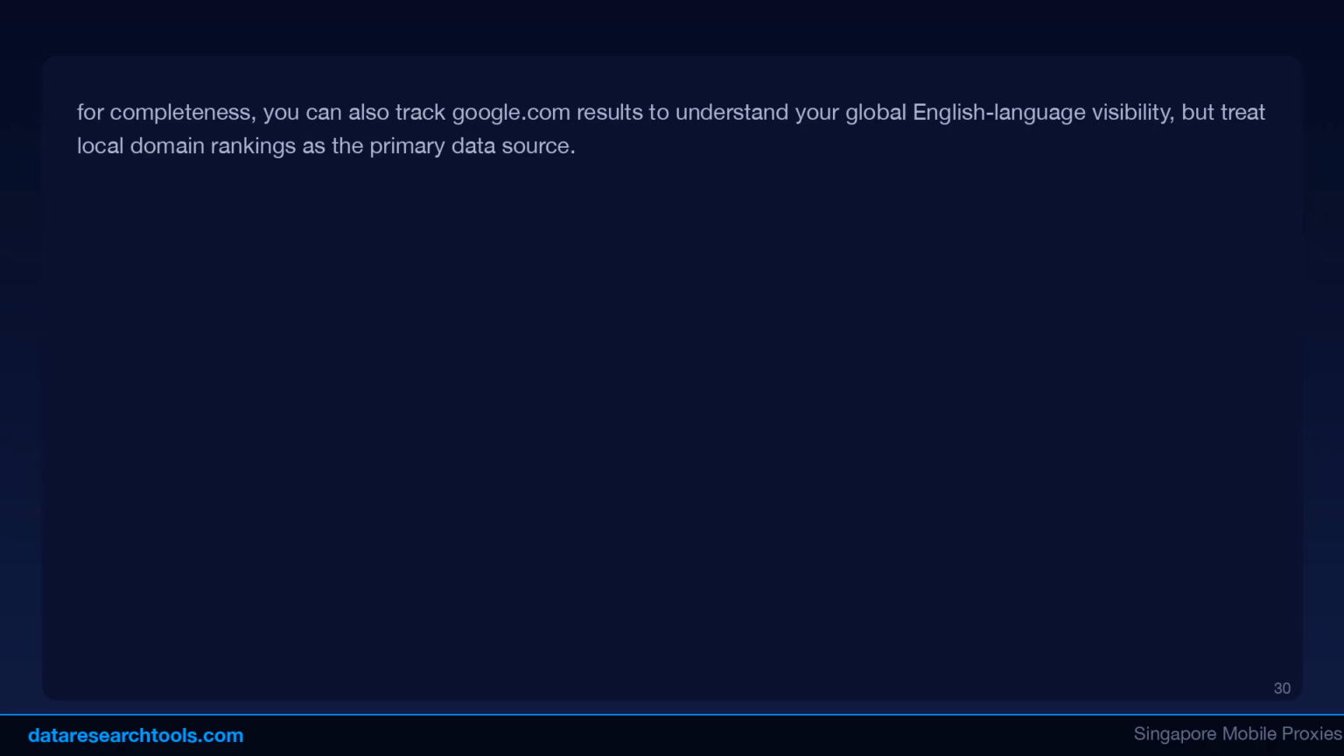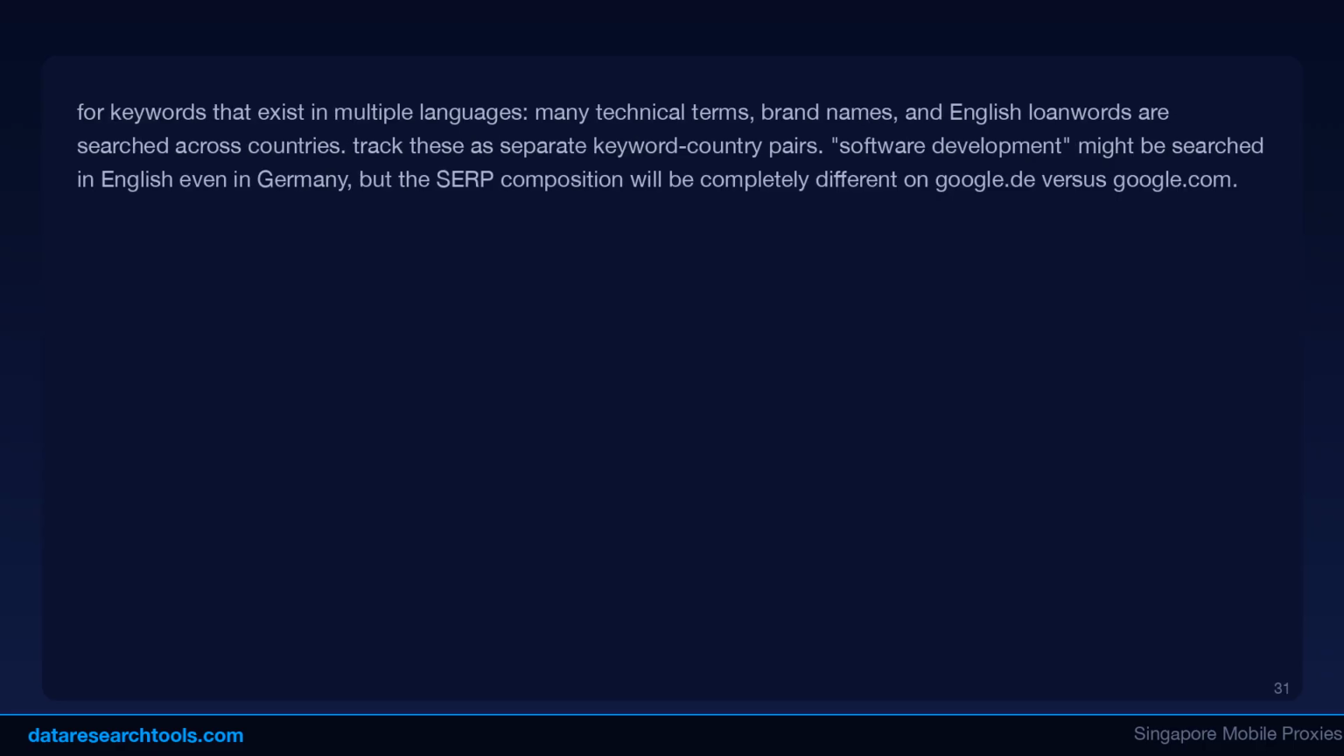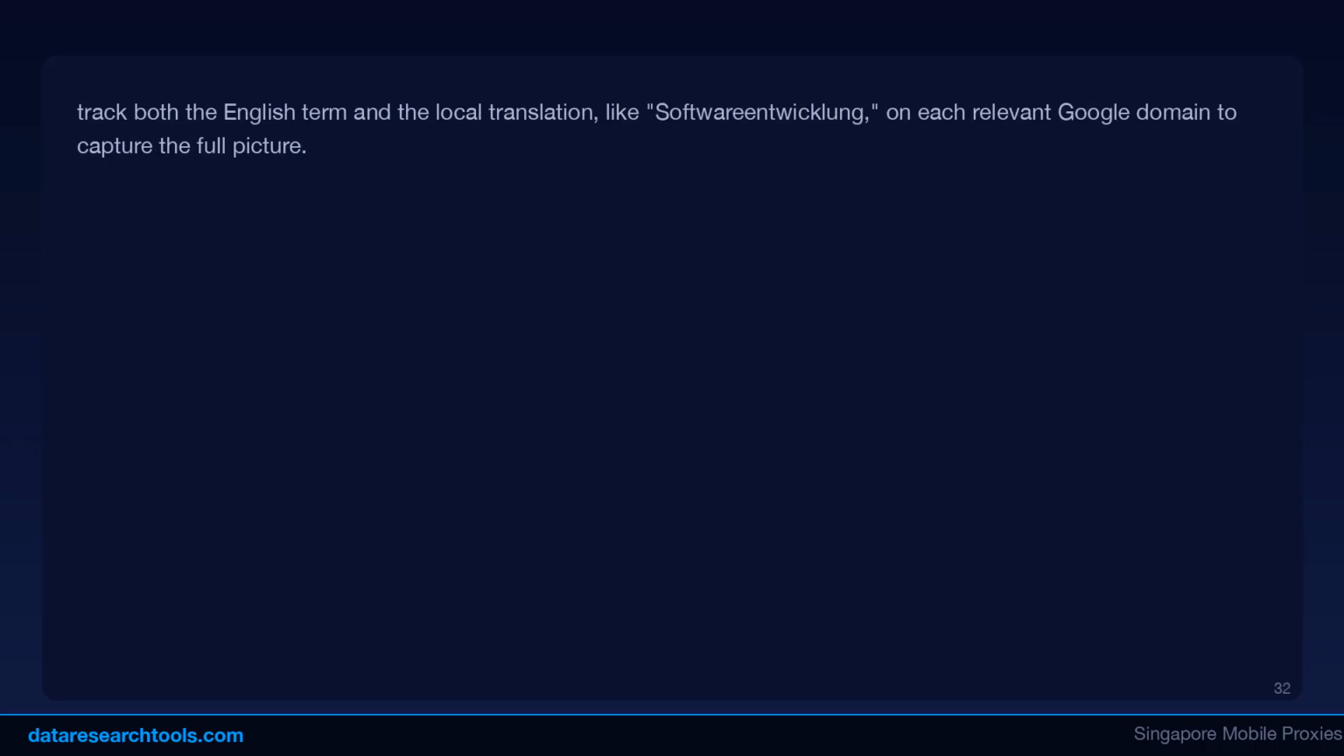On whether to track on local Google domains or google.com with country parameters: track on the local Google domains, while google.com with GL=DE will show Germany-influenced results. It is not identical to what google.de shows. Most users in each country use their local Google domain, so that is where your ranking data should come from. For completeness, you can also track google.com results to understand your global English language visibility, but treat local domain rankings as the primary data source.